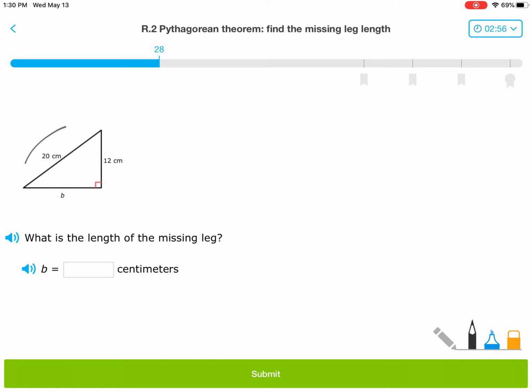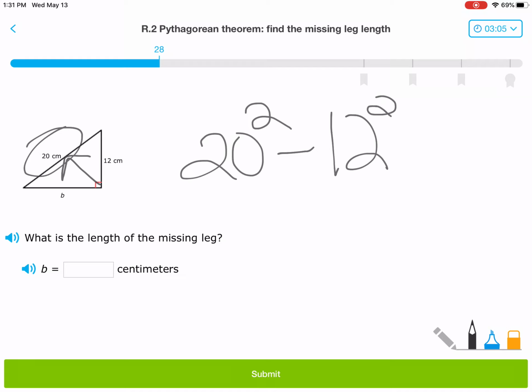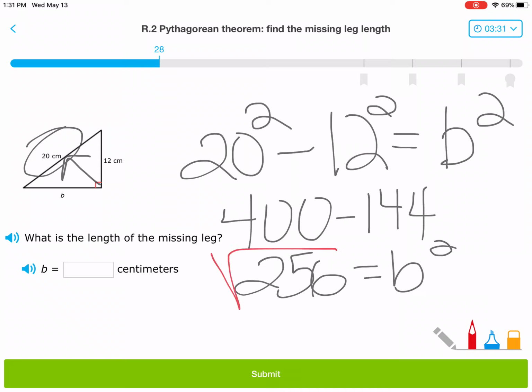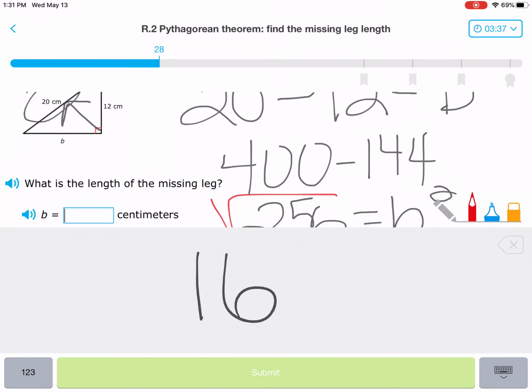Okay. Take the hypotenuse, the longest side, it's the side that's across from this right angle, square it, subtract the leg squared, and it will equal the other leg squared. So 20 squared is 400, I believe. I put it in my calculator wrong. Minus 144. So 400 minus 144 is 256. That equals b squared. So now we're going to take the square root of 256. That gives us 16.